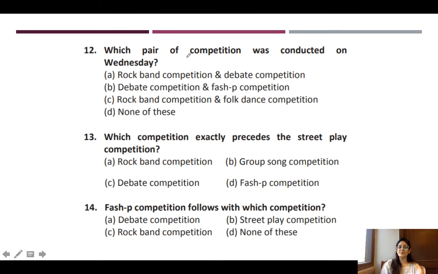Remaining questions. Which pair of competition was conducted on Wednesday? So we know that there are 2 competitions on Wednesdays. The first Wednesday is rock band and the last Wednesday is folk dance. So rock band and folk dance. This is the correct answer.